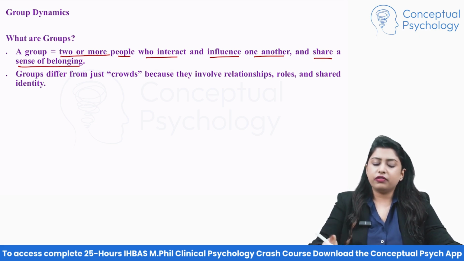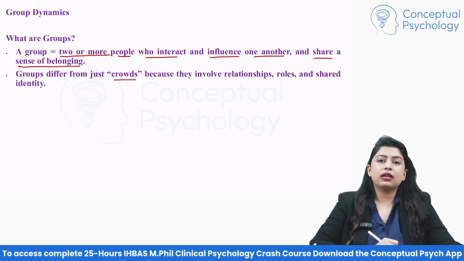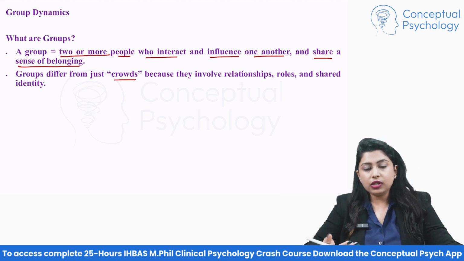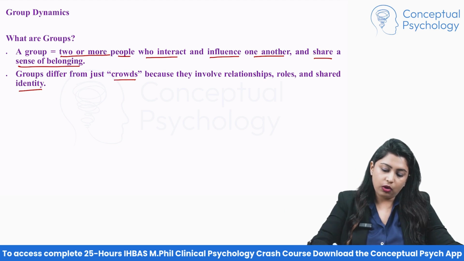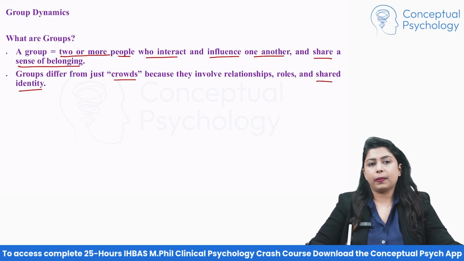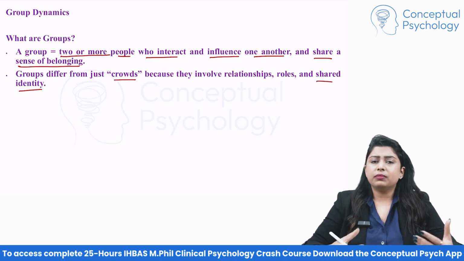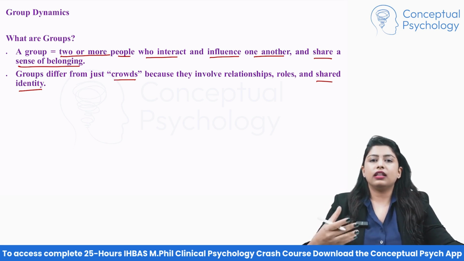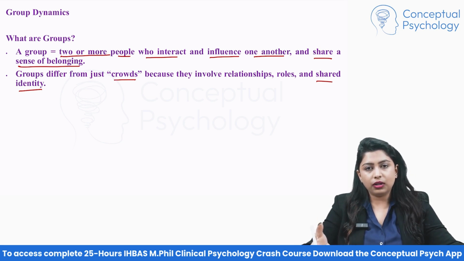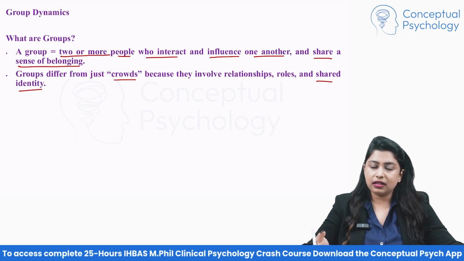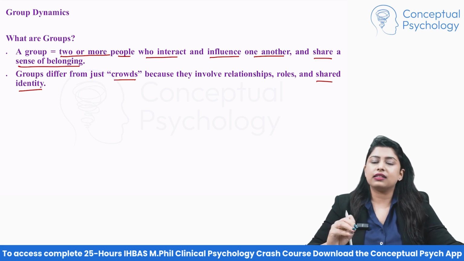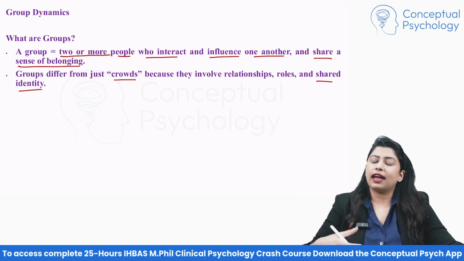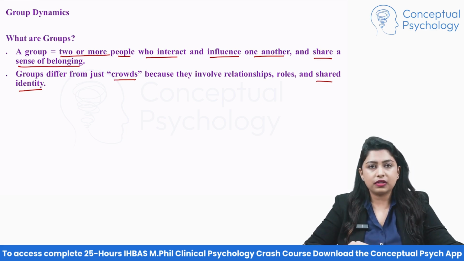Groups differ from crowds because they involve relationships, roles, and shared identity. A cricket team has a shared goal, which is winning matches. A study group has a shared goal, which is preparing for exams. A family has a shared identity and an emotional bond. So these can be categorized as groups.